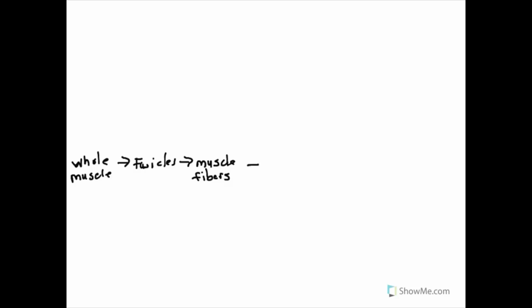And muscle fibers contain myofibrils. And these myofibrils are made up of smaller units called sarcomeres, the sarcomeres. And lastly, your myofilaments. Myofilaments. That will be the thick and the thin filaments found inside of a muscle cell.